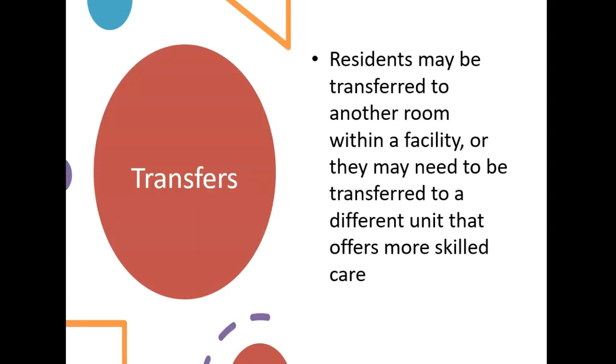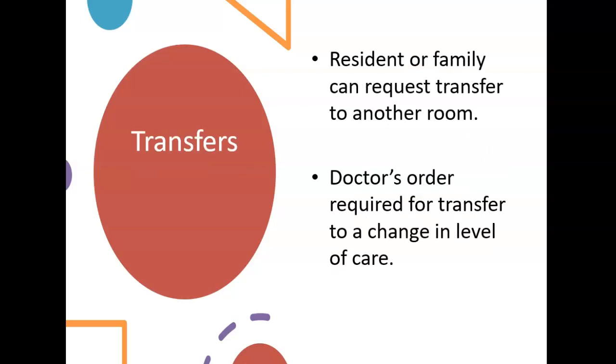Transfers. Residents may be transferred to another room within a facility, or they may need to be transferred to a different unit that offers more skilled care. Resident or family can request a transfer to another room. A doctor's order is required for transferring if it's to a different level of care, like if you were going to take somebody from the medical unit to ICU, you couldn't just do that on your own. But if it's in the same level of care, they can be moved.